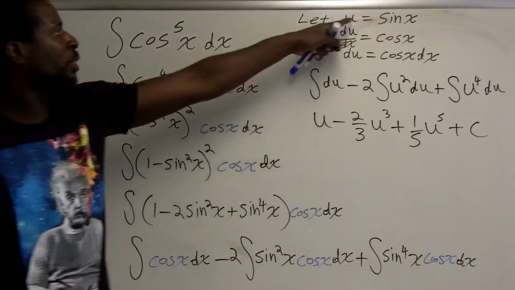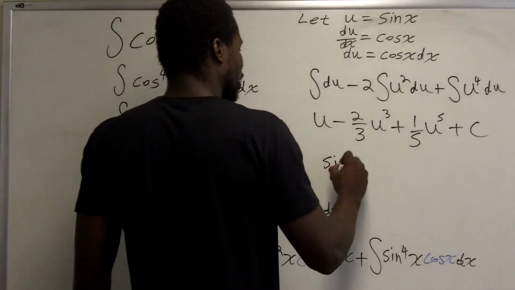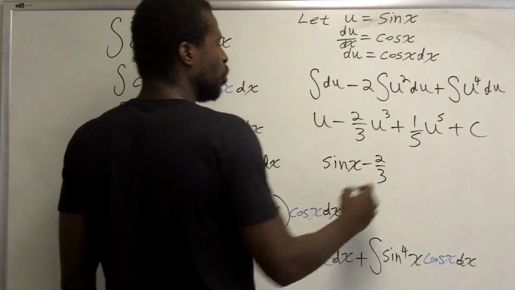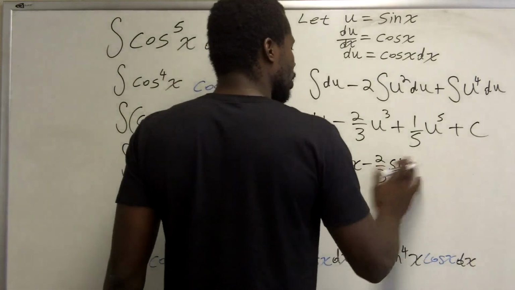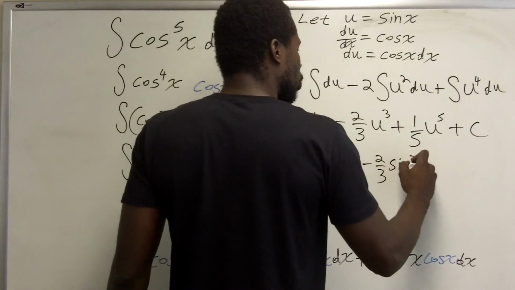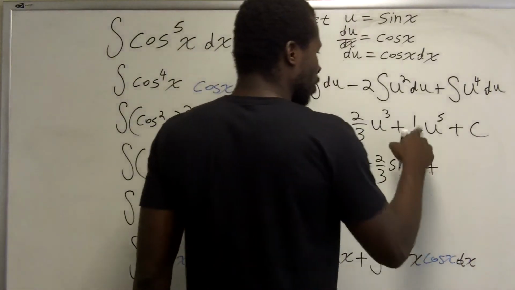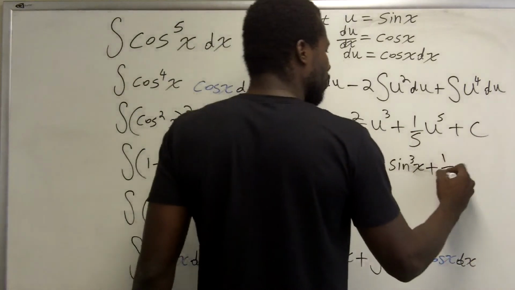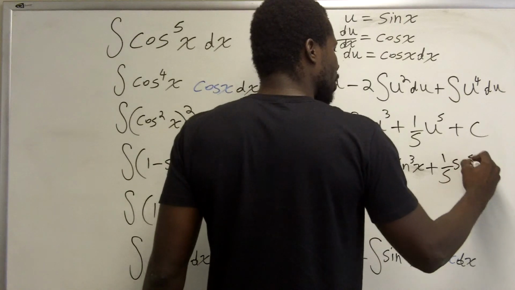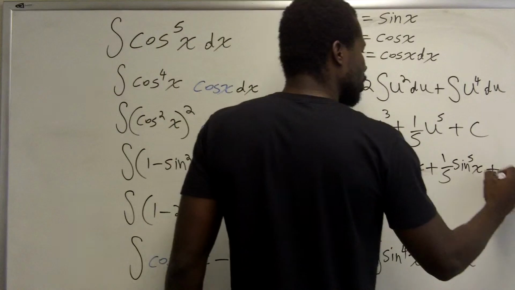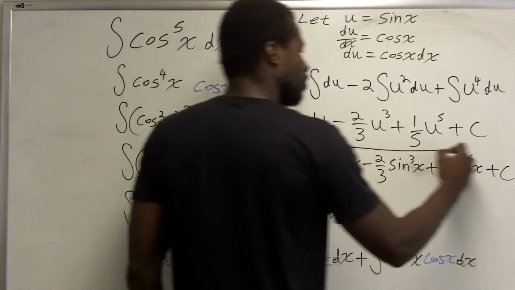We said that u was sine of x, minus 2/3 times u cubed, which is sine cubed of x, plus 1/5 of u to the fifth, which is 1/5 of sine to the fifth of x, and then plus c. So this is the final answer for that integral.